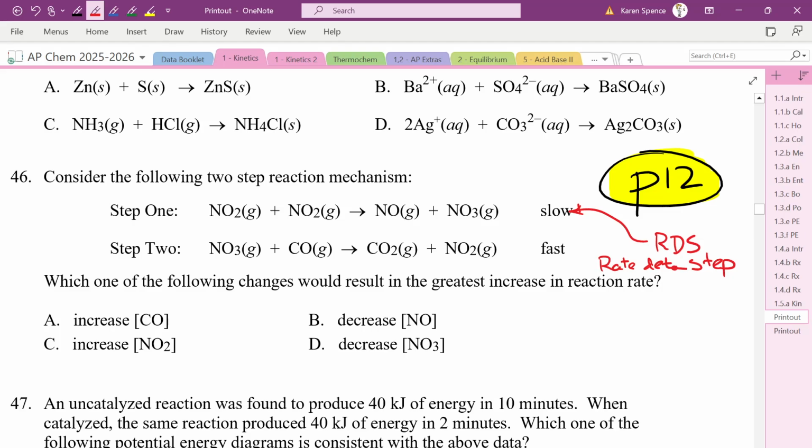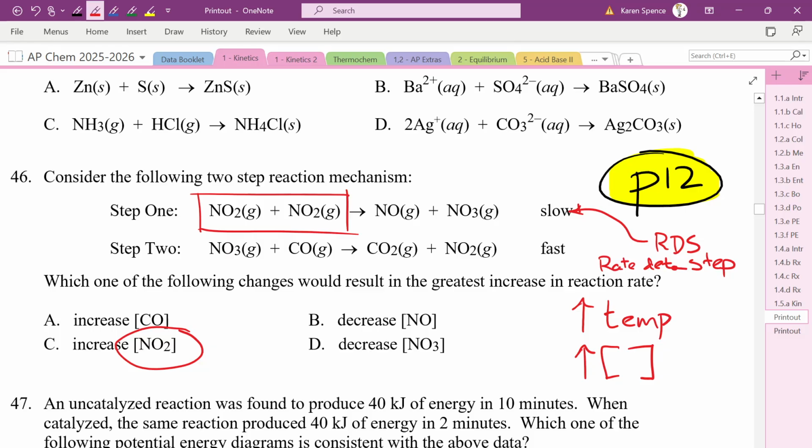So which step do we need to speed up? We need to speed up step number 1. What is one way you could speed up step number 1? You could increase the temperature, but that's not one of our options. We could increase the concentration. So we want to increase the concentration of something that will speed up step 1. What will speed up step 1? NO2. You need to increase the concentration of NO2.